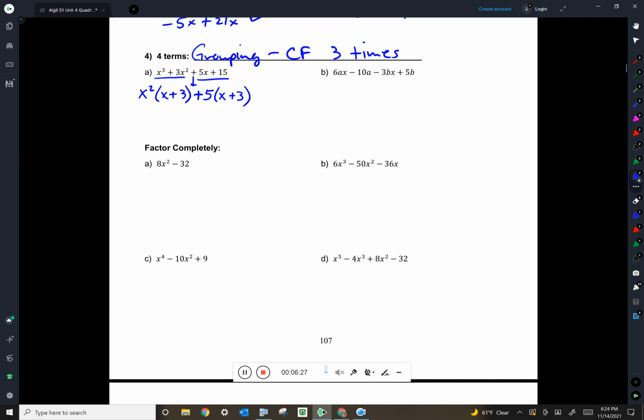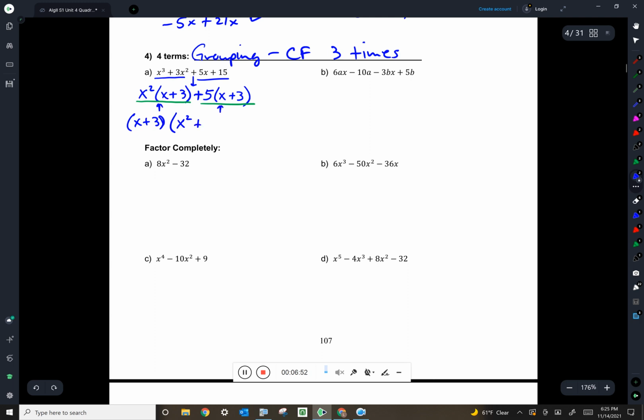And now if you look at this, there are 2 big ugly terms. This is all one term, and this is all one term. Well, don't both of those have the same parenthesis, x plus 3? So I'm going to take out the x plus 3 as my common factor. Okay, and so if I take the x plus 3 out of this first one, all I have left is x squared. Bring down the plus sign.